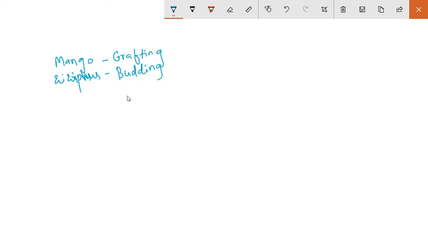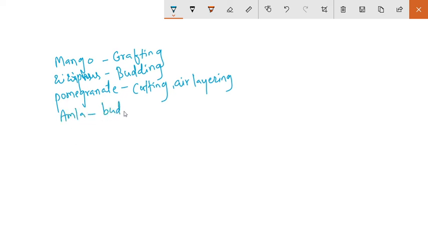Zizyphus means ber, by budding method. Then pomegranate. Pomegranate, which is dalimb, by cutting or air layering. Then amla by budding. Custard apple, which is called sitaphal. It is by budding.